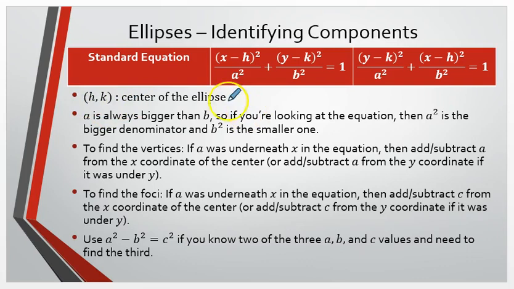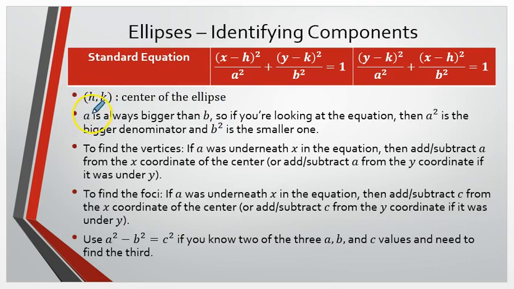So h, k is the center of the ellipse. h will always be the number next to the x variable, no matter which setup you have, and k will always be the number next to your y variable, no matter which setup you have. So always start by listing the center of the ellipse, because everything is based around that point. Next, you want to identify the a value.